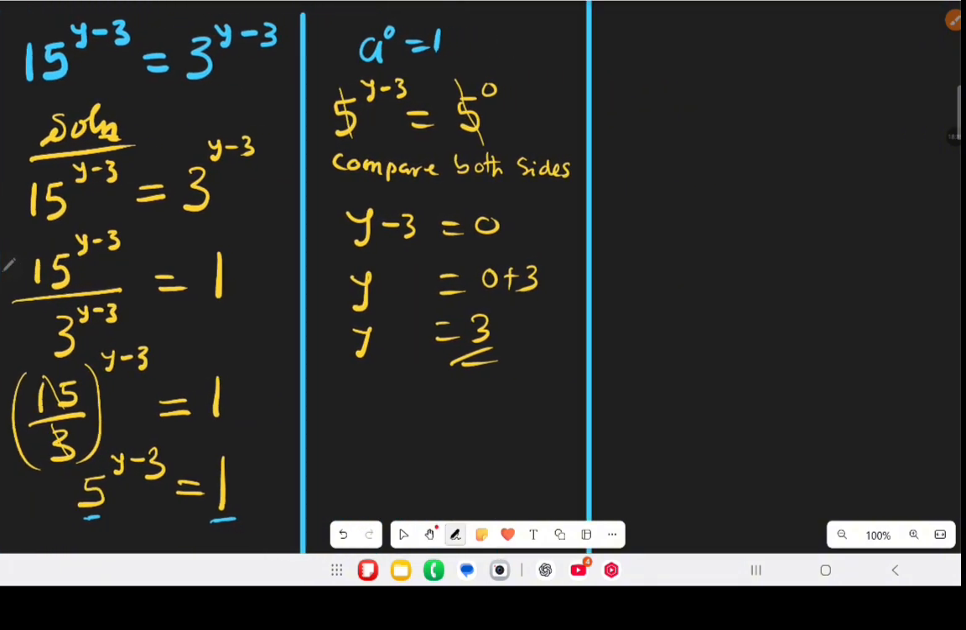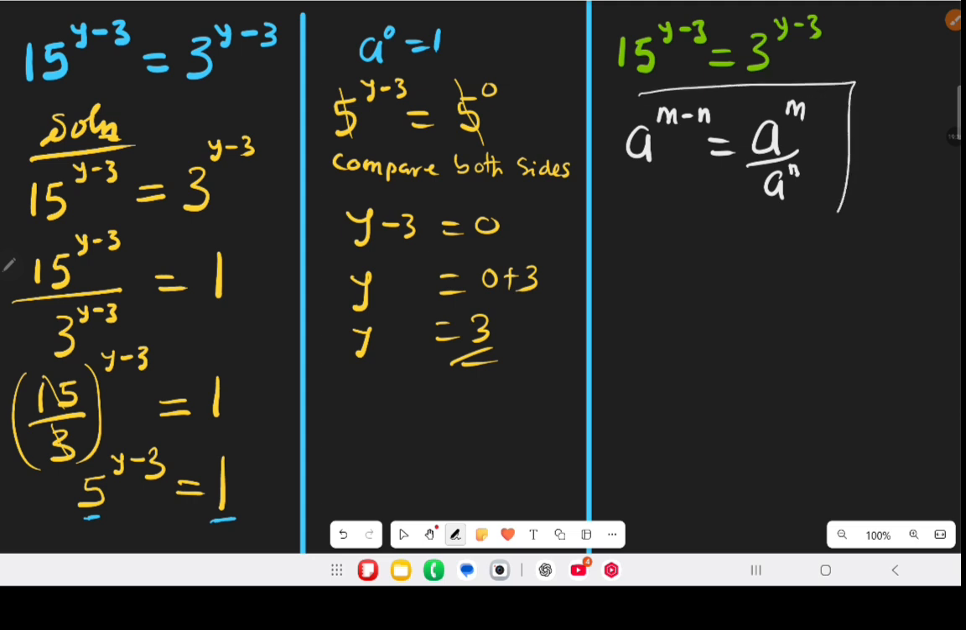Now we have another approach to this question. We have 15 raised to the power of y minus 3 is equal to 3 raised to the power of y minus 3. In this case, we have to introduce another law of indices. The law states that whenever you have a raised to the power of m minus n can be expressed as a raised to the power of m all over a raised to the power of n.